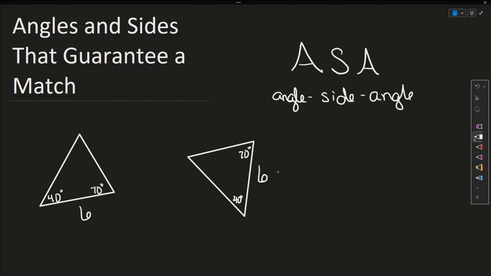Let's look at a congruent example. Suppose triangle A has one angle measuring 40 degrees, another 70, and the side between those two angles is 6. Now suppose triangle B also has one angle measuring 40, another measuring 70, and the side between those angles is 6 units. These triangles are congruent by ASA. Why? Because the two angles fix the general shape, and the included side fixes the size.